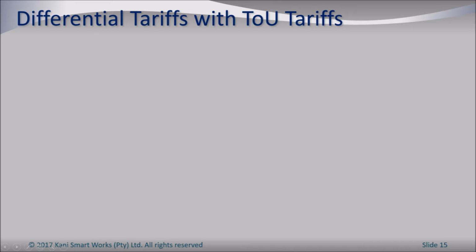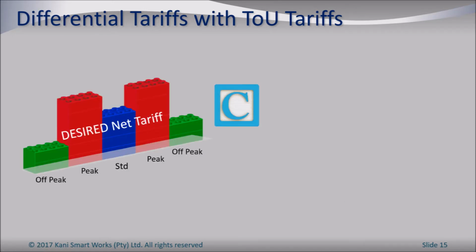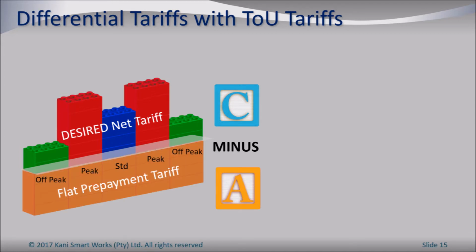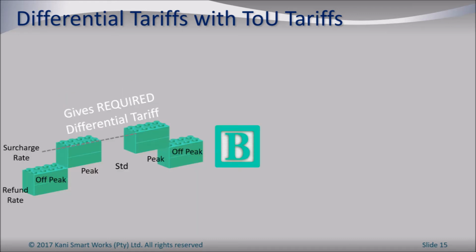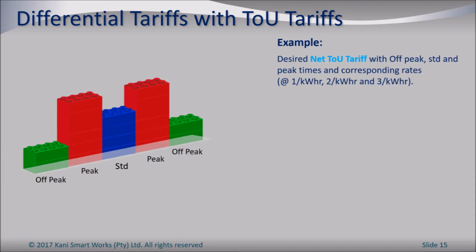We can repeat this with the time of use tariff. If the desired net tariff is a time of use tariff C, and if we subtract from that the flat prepayment tariff A, we again arrive with the desired differential tariff B. Once again, we can use an example to illustrate this.